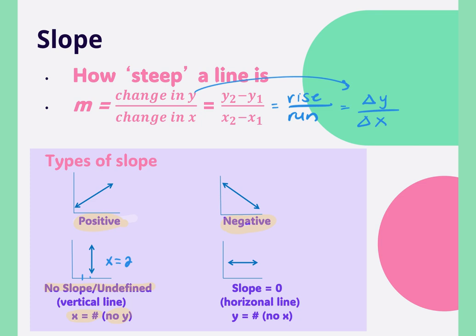And then the last type of slope is if it's equal to 0. And this would be a horizontal line. And this time it's y equals a number and there's no x. So this might be like y equals 2.